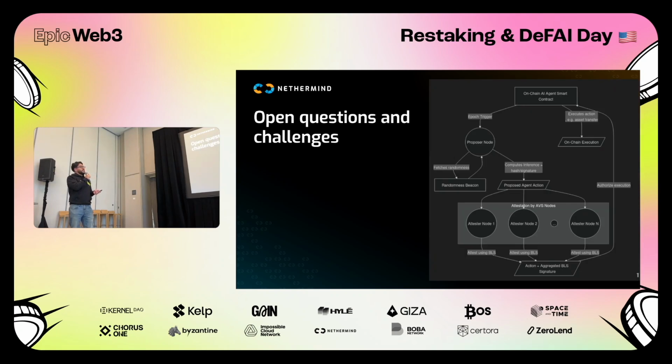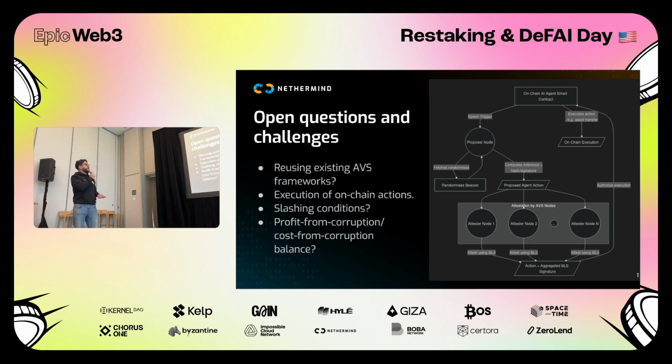So this is one of the next problems we want to deal with and approach. Here's a construction of these ideas that I have been describing, but you get the picture. There's a variety of open questions and challenges. Reusing existing frameworks, what can we do? What are the slashing conditions? What's the profit from corruption, cost of corruption balance? So this is a problem that we are interested in solving and will be looking at over the coming months.